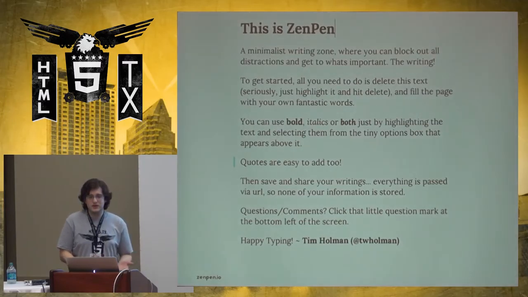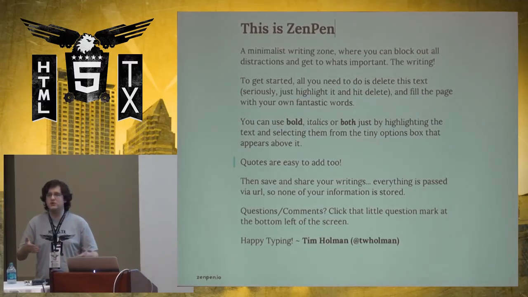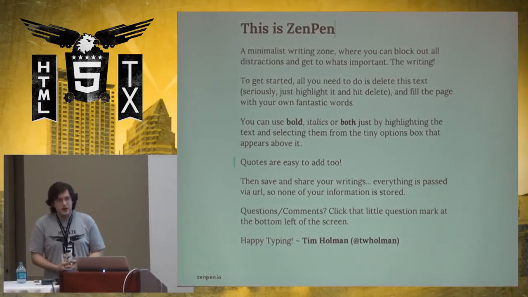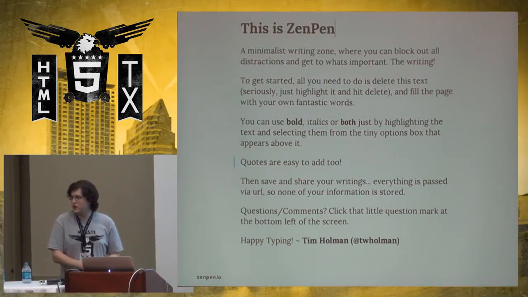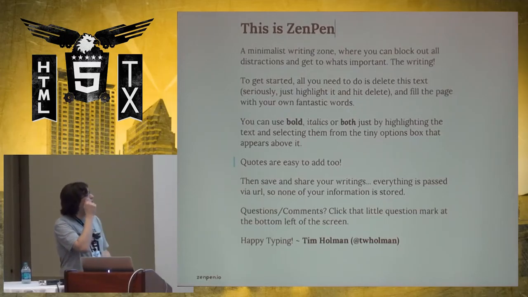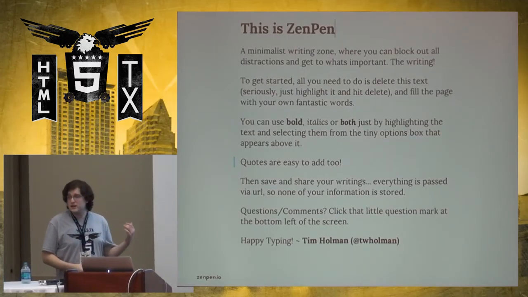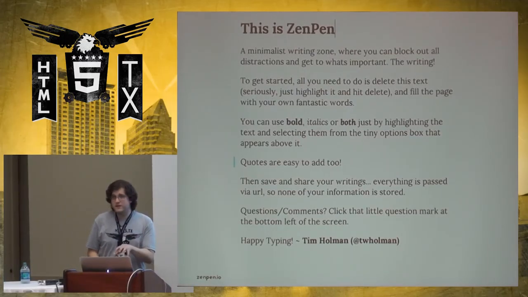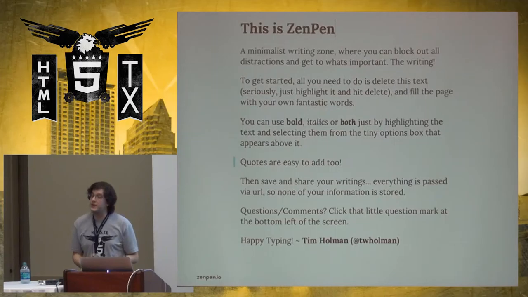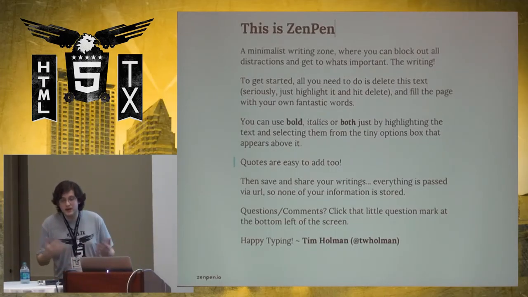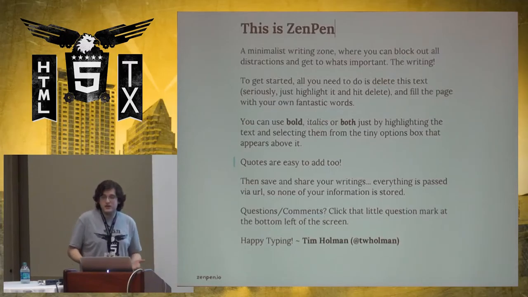This is a tool called ZenPen for writing blog posts or anything, really. There's no UI here at all. It's just this. It's just text. I can't think of a better example of really, really focusing in on user goals than this. There's nothing to get in your way. Your goal when you come to this page is to write something. Going to write a blog post or an email or anything else, there's nothing to get in your way.